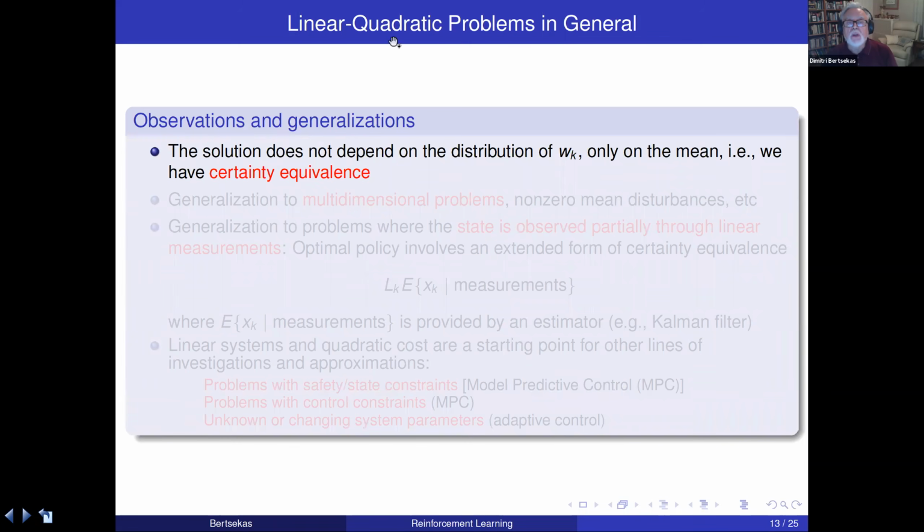Okay, so let's look at linear quadratic problems in general. Again, we have a linear system and a quadratic cost function. We're not going to cover them. However, I want to alert you to some of the nice properties that they have. The first observation here is that the solution does not depend on the distribution of w_k, only on the mean. So we can replace the random quantity w_k, for the purpose of calculations and the purpose of control, by its mean. This is called certainty equivalence. It is correct in the context of linear quadratic problems. It is used as an approximation in more general contexts.